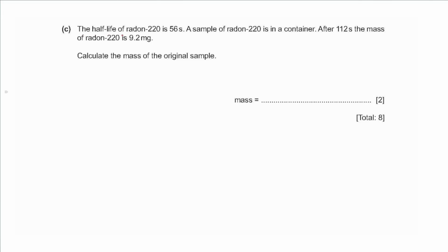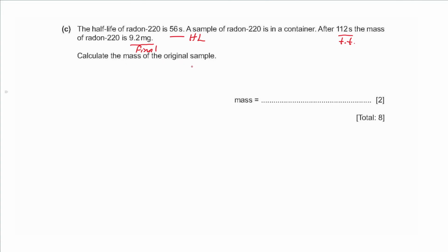Question C says the half-life of radon 220 is 56 seconds. A sample of radon is in a container. After 112 seconds, the mass of the radon is 9.2 milligrams. So we have the half-life and we have the total time of the experiment and we have the final amount of the nuclide. Calculate the mass of the original sample.